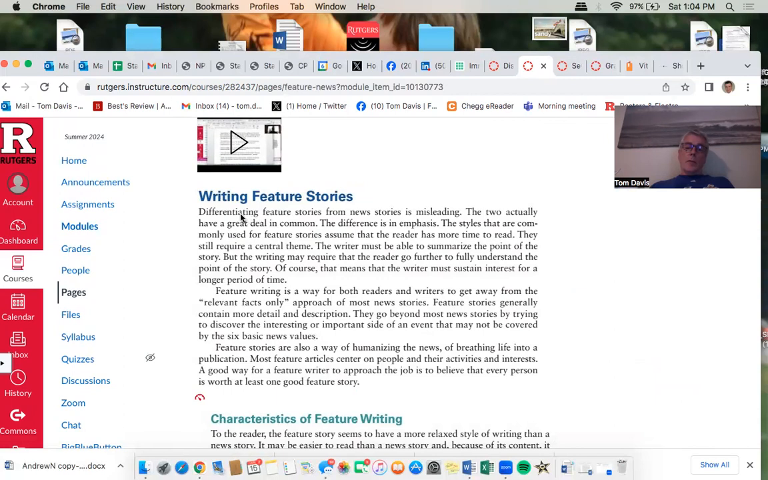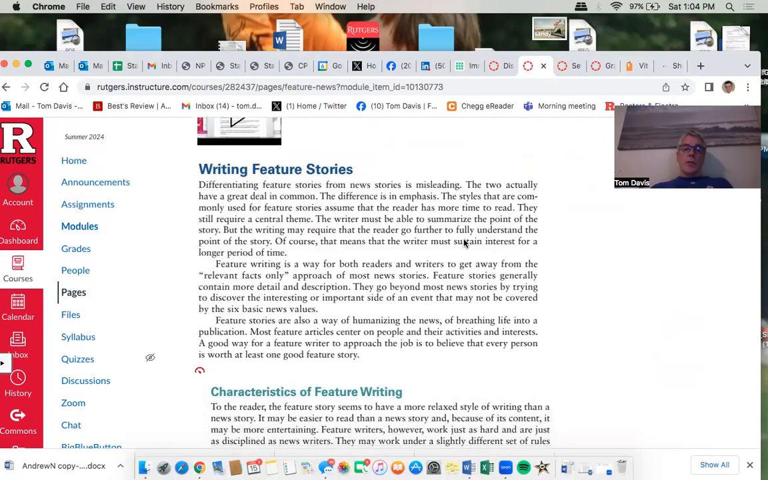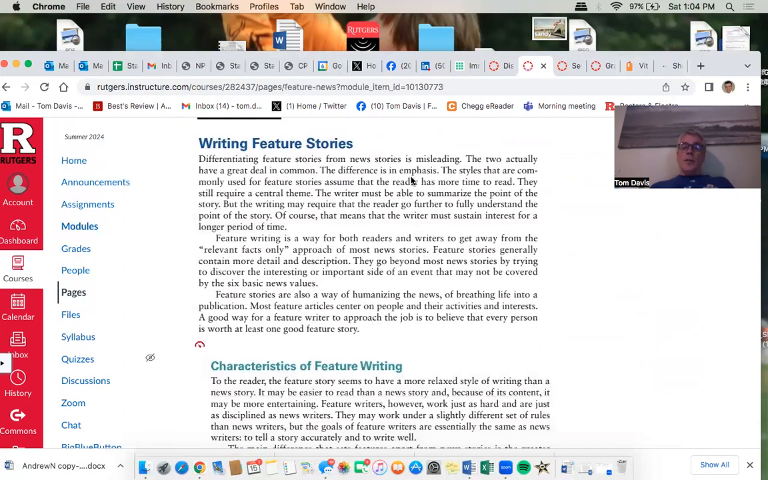Okay. So writing feature stories is different. Here's one way to describe it. Differentiating feature stories from news stories is misleading. The two actually have a great deal in common. The difference is emphasis. The styles commonly used for feature stories assume that the reader has more time to read. They still require a central theme. The writer must be able to summarize the point of the story, but the writing may require the reader to go further to understand the point of the story.